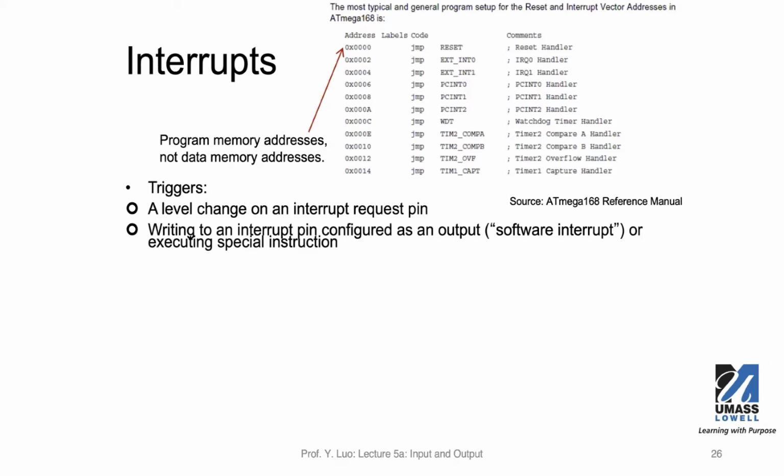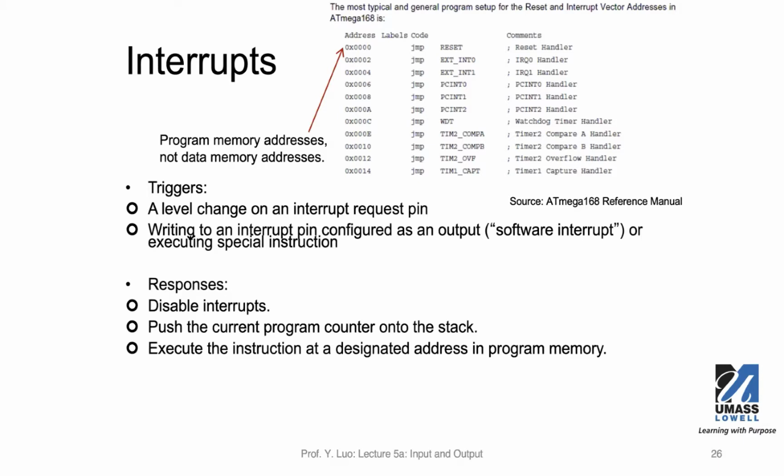So the trigger could be a level change on the interrupt pin to indicate that an interrupt happens. You can also use software interrupts. Those interrupts are not really an external signal connected or sent to an interrupt pin. These software interrupts will be triggered when you execute a special instruction and write to a special register.